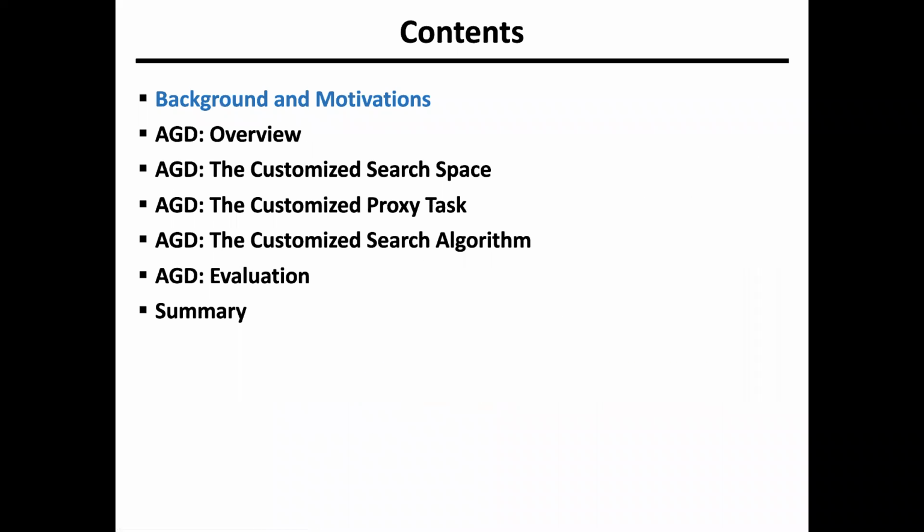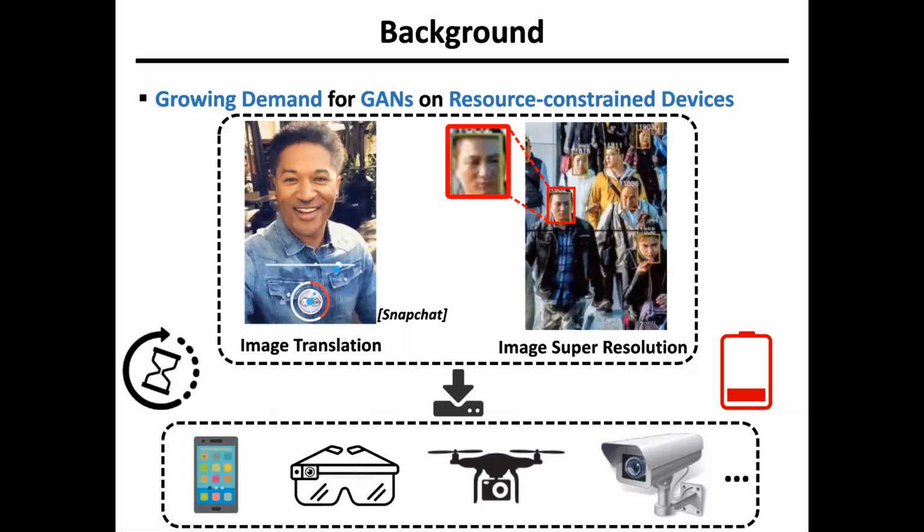Here's the main contents of our presentation, and I will start from the background and motivations of our work. Generative adversarial networks, known as GANs, have empowered many visual applications, and these visual applications have driven the growing demand for running GANs on resource-constrained platforms, such as the online image translation in some apps like Snapchat on your mobile phones, and real-time super resolution for security monitoring on smart cameras.